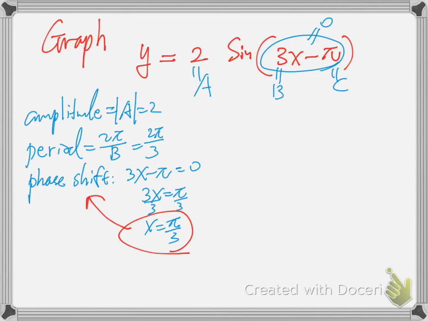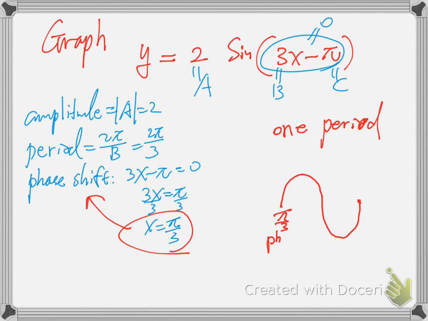Another way to understand it: this is the beginning of the one-period graph. So what's the one-period graph of the sine function? It starts from 0, goes up, goes down, and goes back to 0. This is one period. So what's the starting point? The starting point is the phase shift, pi over 3.